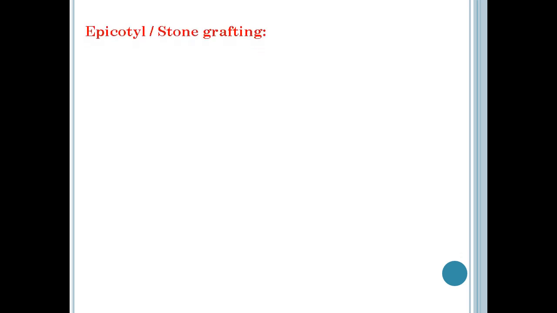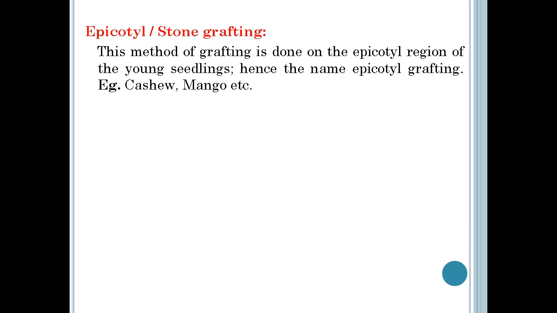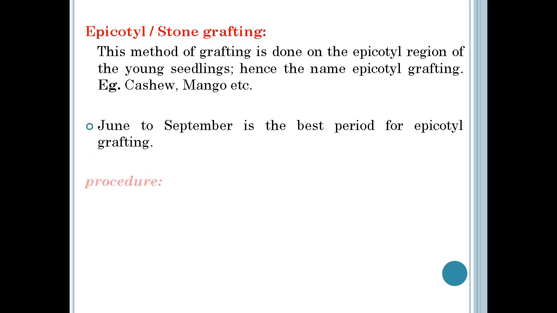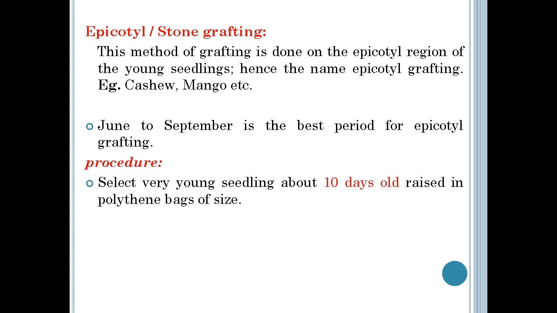Epicotyl or stone grafting. This method of grafting is done on the epicotyl region of the young seedlings, hence the name epicotyl grafting. Example, cashew, mango, etc. June to September is the best period for epicotyl grafting.